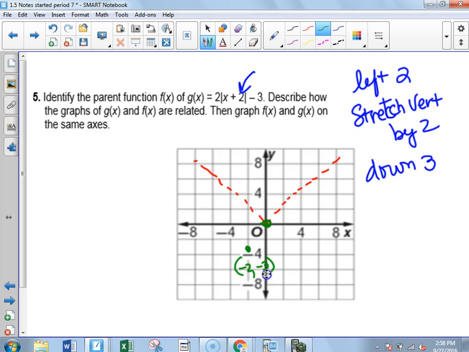And then to figure out the stretch, if you want, you could put in a point again. What do I get if I put in 0? 0 plus 2 would be 2, times 2 would be 4, minus 3 would be 1. So at 0, it's up at +1. Does it seem like it's stretched by 2? Okay.